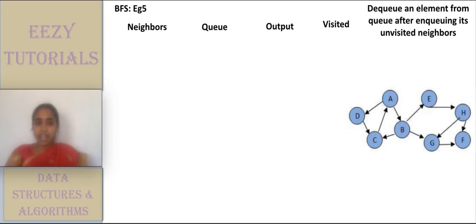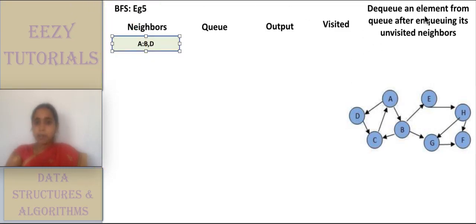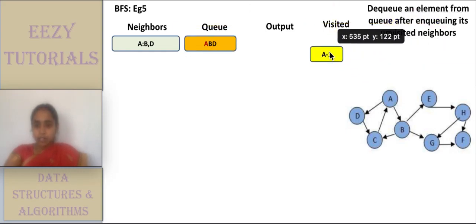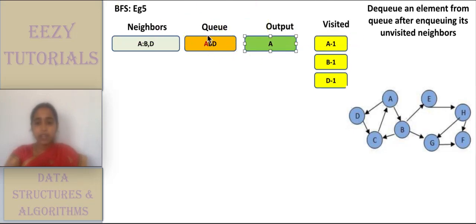So we can start with A. The neighbors for A from the graph are only B and D. So what is the step? You have to dequeue an element from the queue after enqueuing all its unvisited neighbors. Initially I am starting from A, so I am putting A into the queue. Now I am enqueuing the unvisited neighbors B and D, because initially I have not visited any nodes. I am making the visited status for A, B and D to be 1. So now I can output A, or dequeue A from the queue.